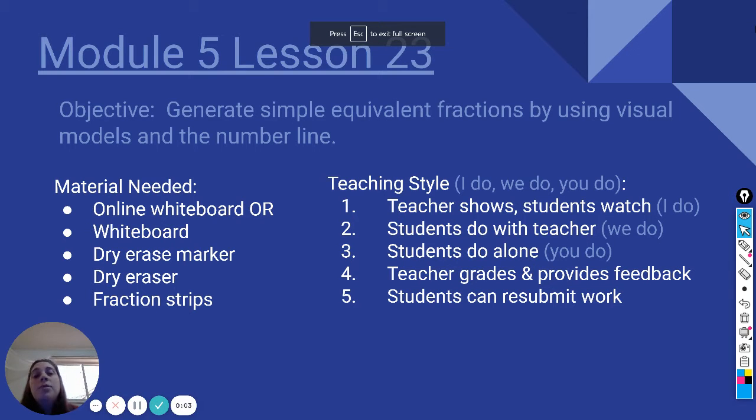Today we're doing Module 5, Lesson 23. The objective is to generate simple equivalent fractions by using visual models and the number line. Last time we really focused on the visual models. This time we're going to focus on the number line.